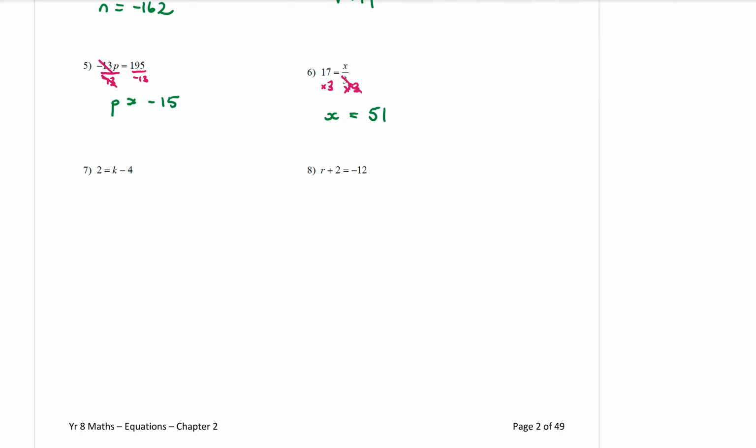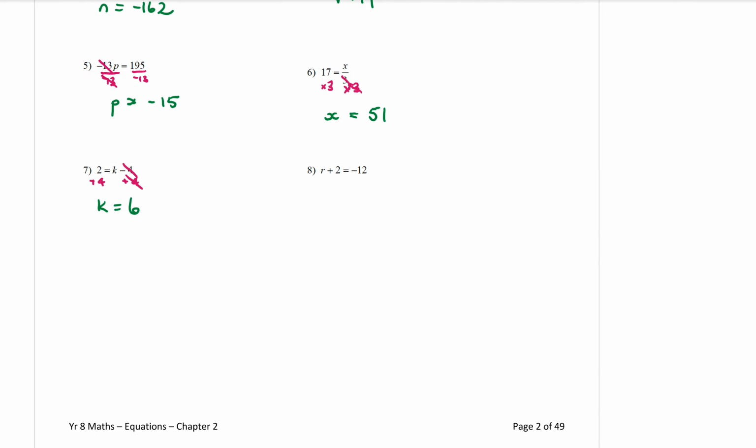Question 7. 2 equals k minus 4. Again, the pronumeral is on the right-hand side, so that minus 4 is the one that needs to move. To do the opposite, I need to add 4 to both sides. They will cancel away. I'm going to switch sides again. The k is going to go to the left, and 2 plus 4 makes 6.